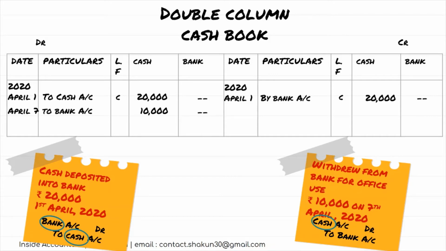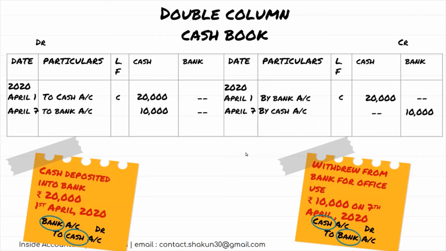Please understand, this is very important, that cash is to be debited. So on the debit side in the cash column, we write the name of the opposite account, that is bank. I hope that's clear. Moving on, bank is to be credited. So on the credit side, under the bank account, we write the name of the opposite account, that is by cash.